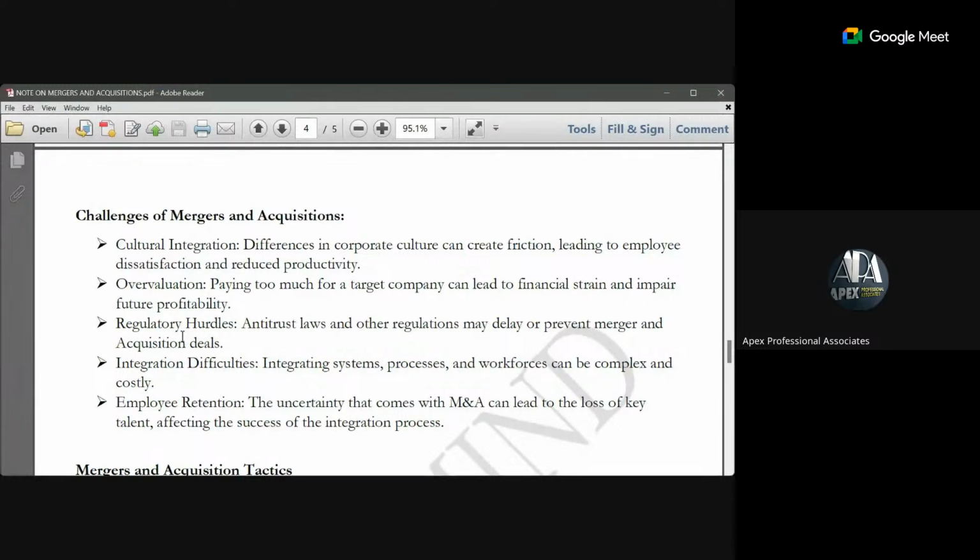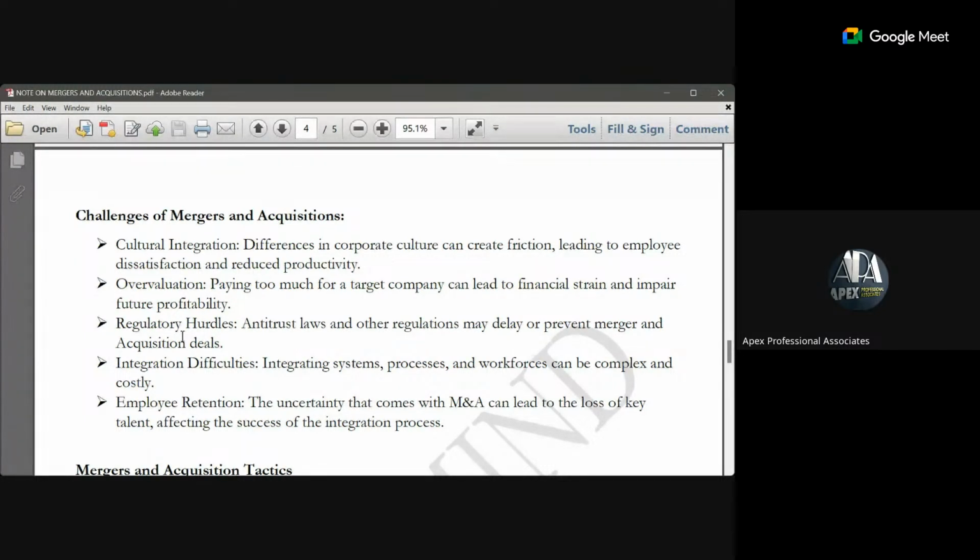We also have overvaluation. Paying too much for a target company can lead to financial strain and impair future profitability. When businesses overvalue the target company and pay so much, or have an agreement that is so costly that they have to meet up with it, this can affect future profitability, because there won't be funds to improve the operations of the business for them to make profit. So that is one of the challenges they might face.